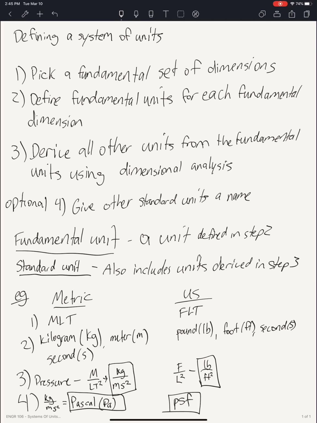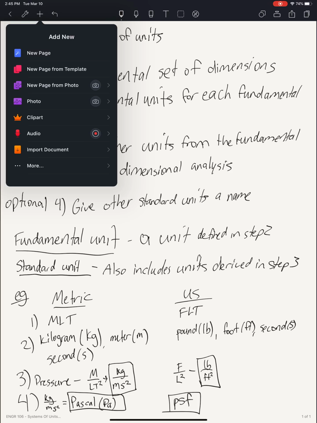So I'm going to go to the next page, and we're going to just go over a bunch of units in different systems. The first thing that I want to consider is, well, if we're in an MLT system, like metric, what is F?